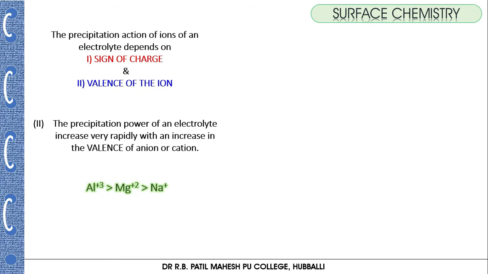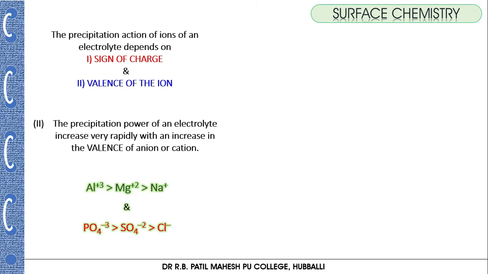Similarly, the decreasing order of ability of negatively charged ions to cause coagulation of a positively charged colloidal sol can be written in this order. It is the phosphate ion, with the highest minus 3 negative charge, that has more ability to cause the coagulation than sulfate, and sulfate than chloride.